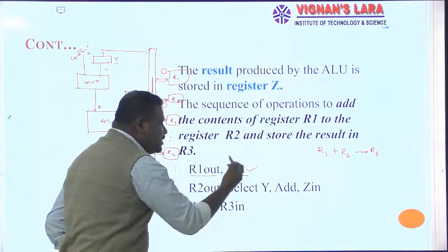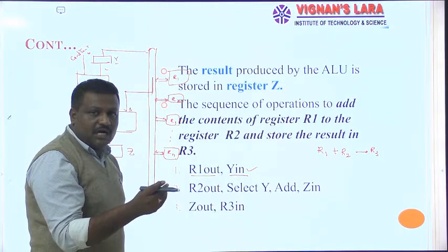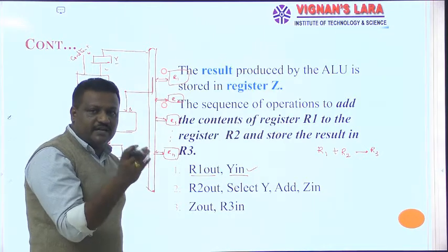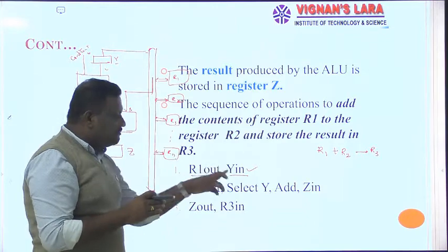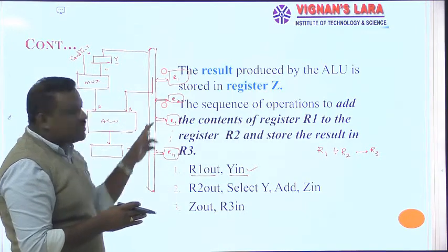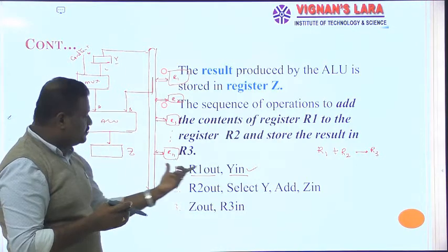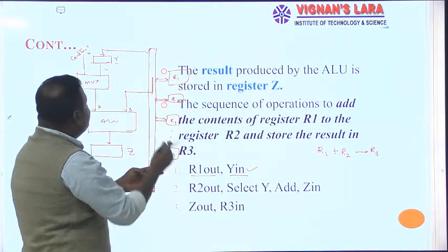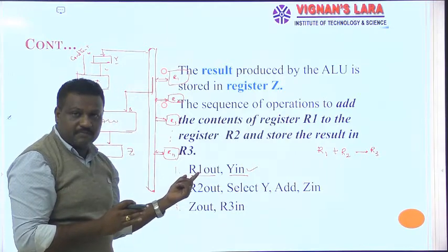Register Y takes the data available on the bus into it only when this signal is active. So here R1 out and Y in are both control signals. R1 out is used to put whatever value was in register R1 onto the internal bus. And Y in is a control signal used to load whatever value was present on the bus into register Y. So by doing this first step, the content of register R1 is available in register Y. That is the first thing.